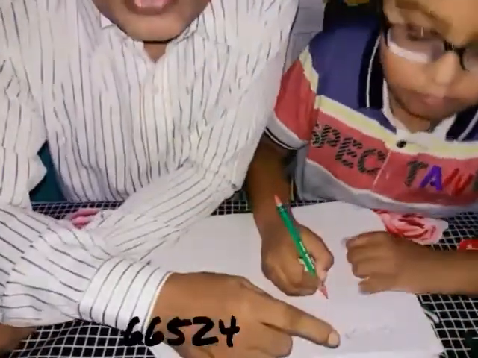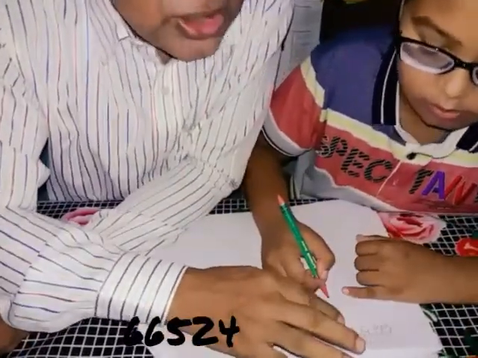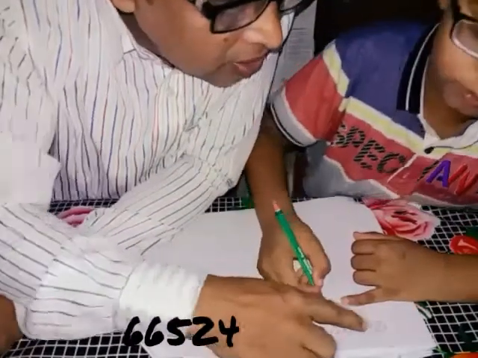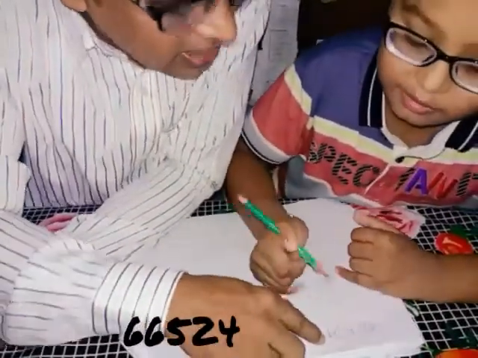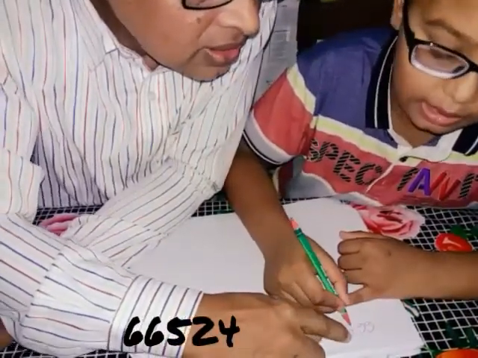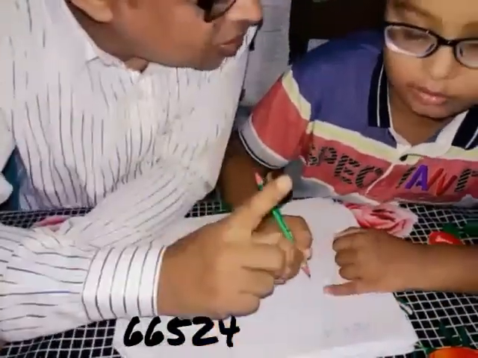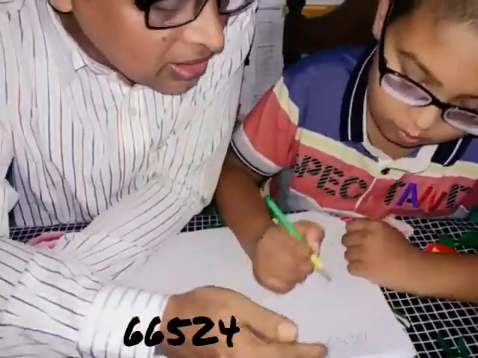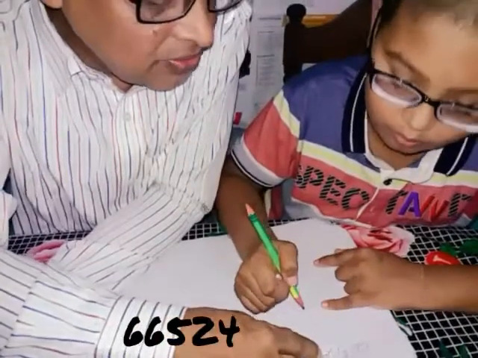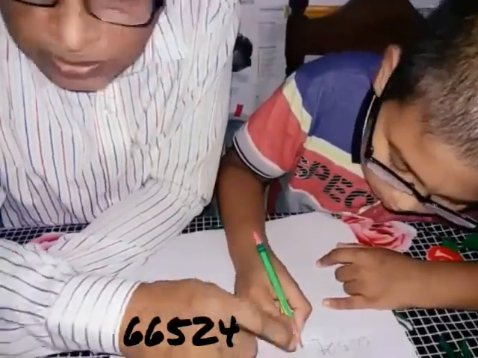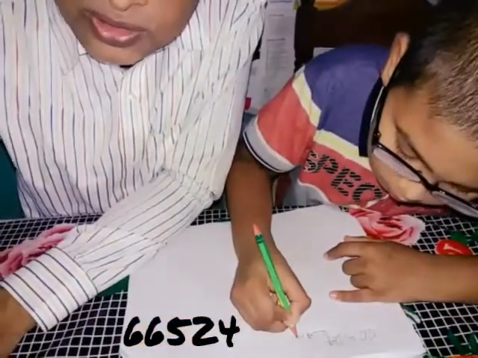First of all, we will find out the place value of each digit. The place value of a numeral is read from the right side: ones, tens, hundreds, thousands, ten thousands. So here, four ones. Just find out the place value of each digit. Write down four ones.